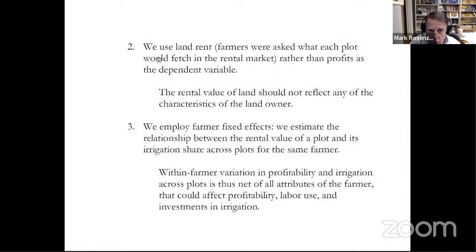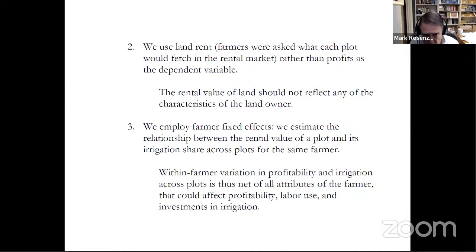The first is we can use as our outcome variable land rent, not land profits, because we would expect that land rent is not going to reflect the characteristics of the farmer himself. That is, if someone is going to pay for the farmer's land, they don't care how good the farmer is. They care about the properties of the land, right? So the rental value shouldn't reflect whether it's a more capable or less capable farmer.